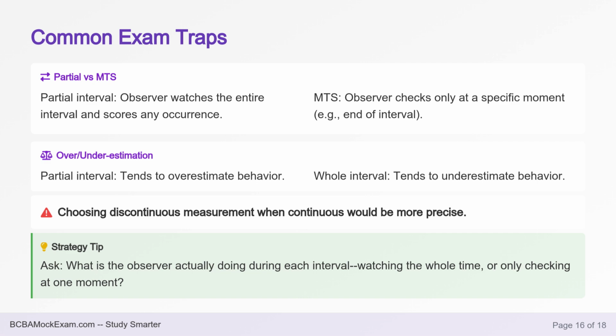A third trap is choosing discontinuous measurement when continuous measurement would clearly be more precise. A good strategy question to ask yourself in scenarios is, what is the observer actually doing? Watching the whole interval, or just checking at one moment? The answer will usually point you directly to the method.